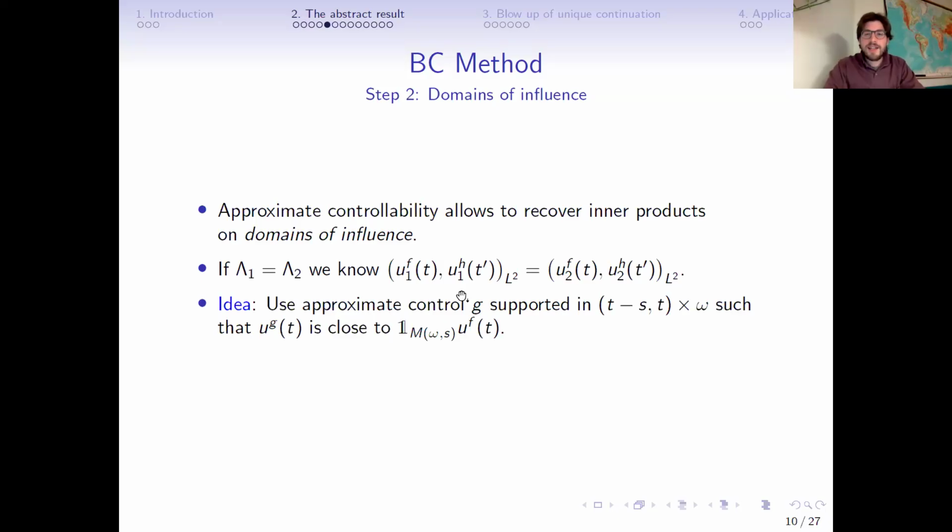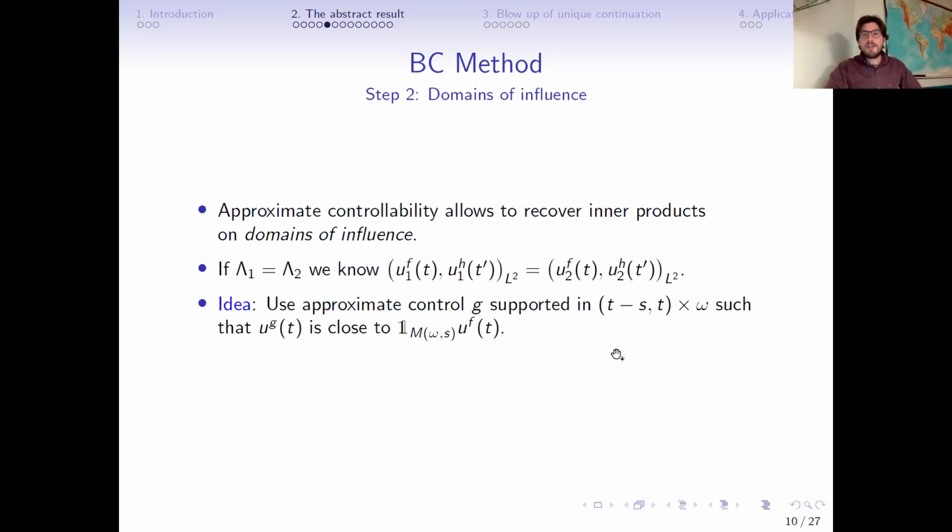But now there is a tricky part. Approximate control can give me, let's say, some g, such that U^g at time t is close to this target here. So what is this target? It is the solution with source f for some arbitrary f.